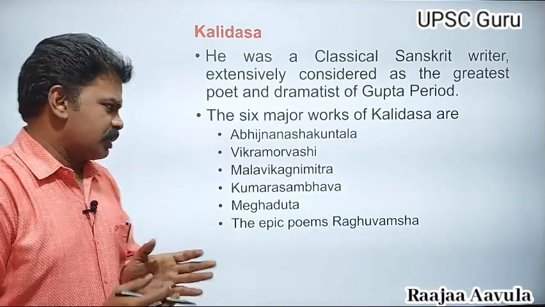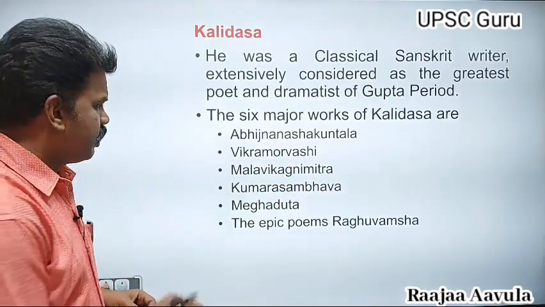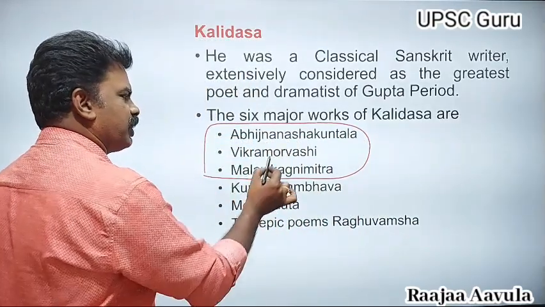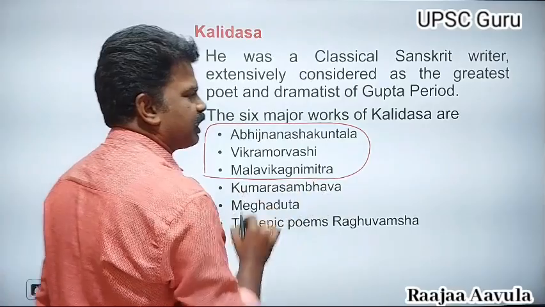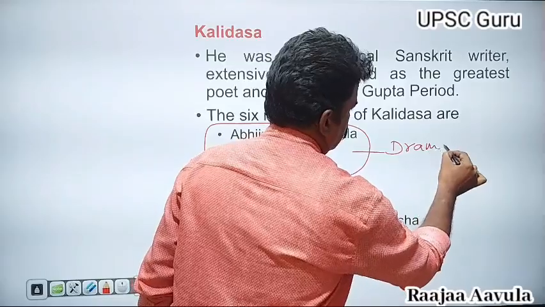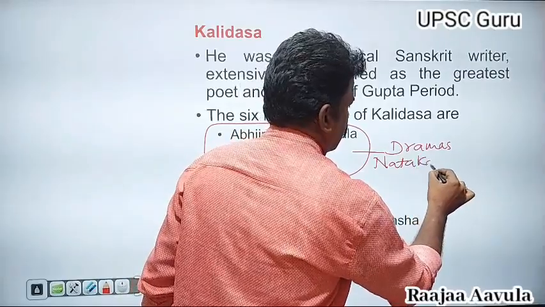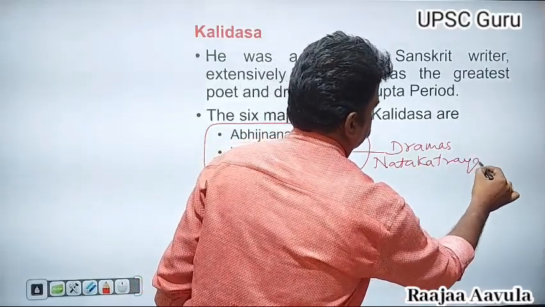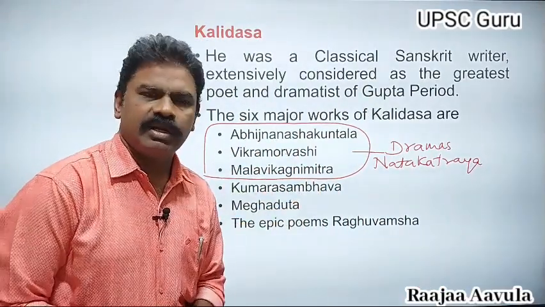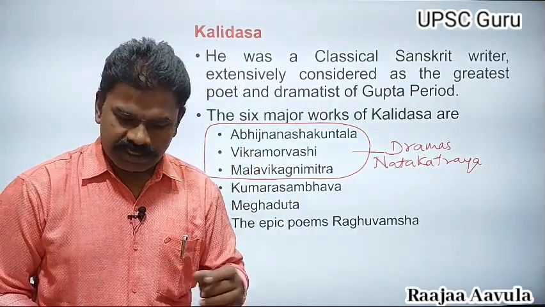He wrote 6 major works. Out of these 6 major works of Mahakavi Kalidas, the first 3 are Abhignana Sakuntala, Vikramorvasi, and Malavikagnimitra. These are called Natakatraya. Three dramas were written by Kalidas.